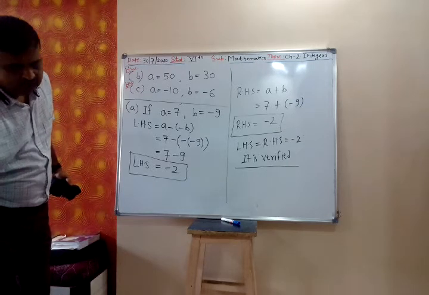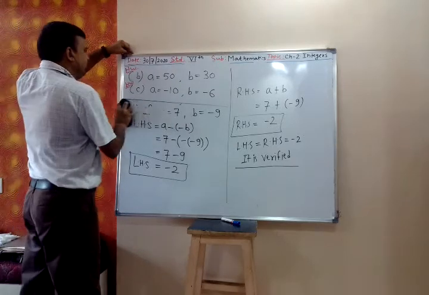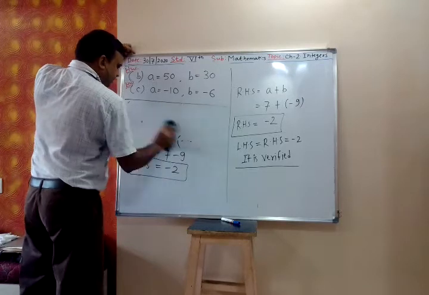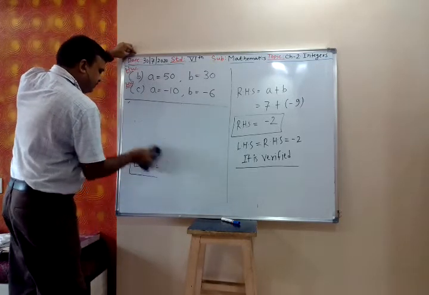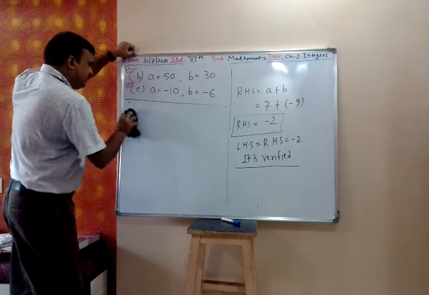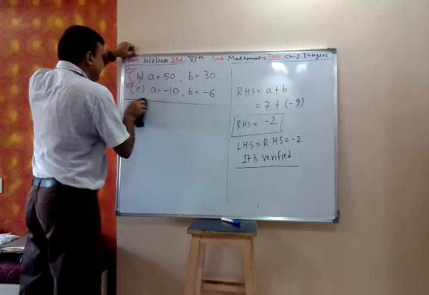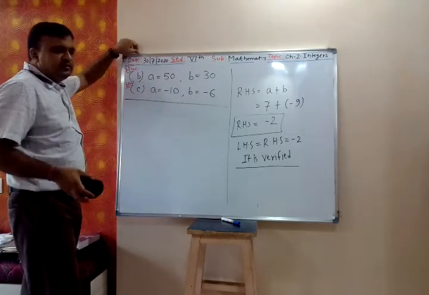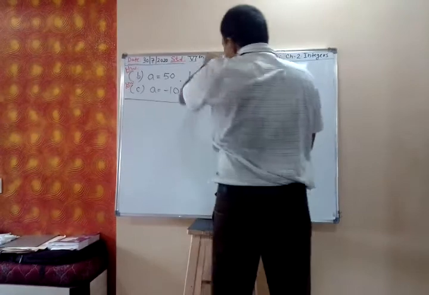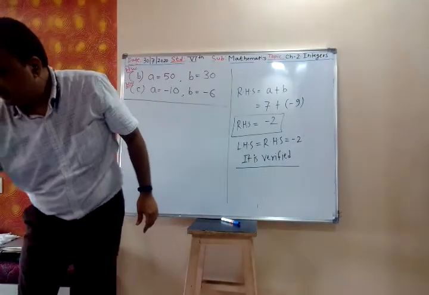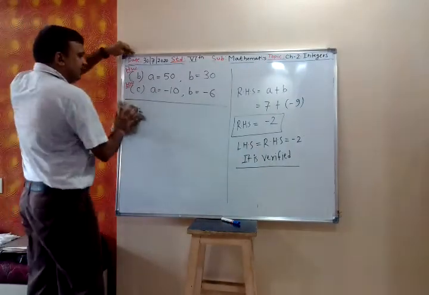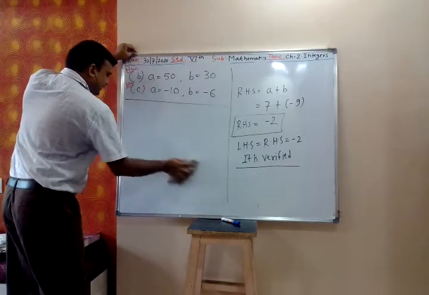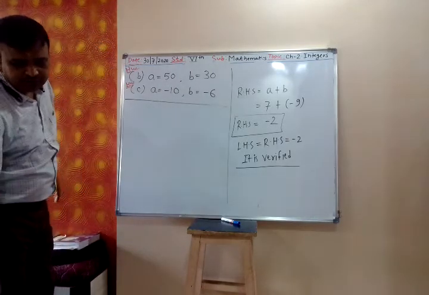Wait. Now let us do the fifth one. So B and C are homework. To verify, you have to consider the left hand side and find its value, then find the value of the right hand side, and see whether the left hand side and right hand side have the same value. If they have the same value, that means it is verified. Now, the fifth one.